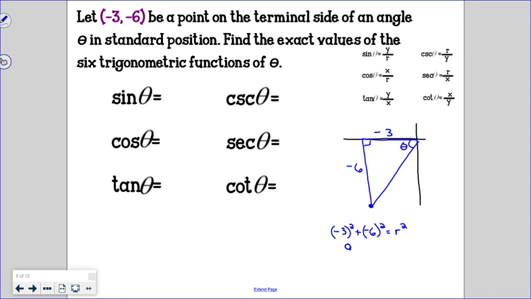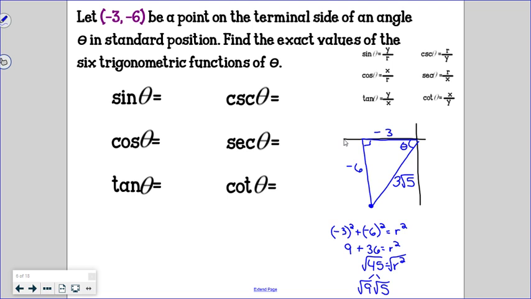-3 squared is 9. -6 squared is 36. 9 plus 36 is 45. It did say exact. So a reminder on the whole exact thing, I do have to simplify my radicals, not get decimals, right? So what is the biggest perfect square that goes into 45? 9. So my missing side would be 3 square root of 5, always positive. It doesn't matter what quadrant it's in, the hypotenuse is always positive.